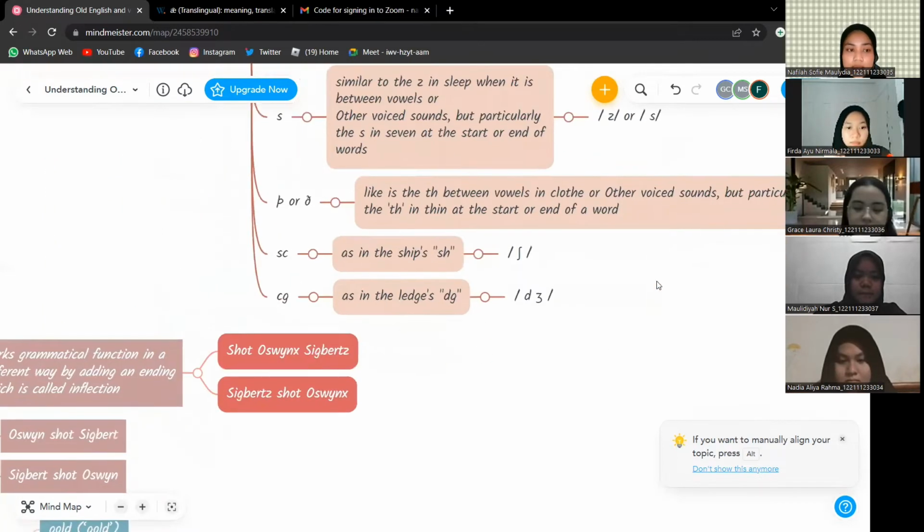And the next is sc, as in the shapes, sh, and the last is cg, as in the ledge, with this symbol as in the edge.